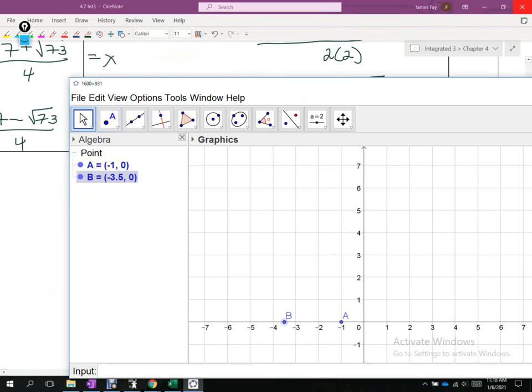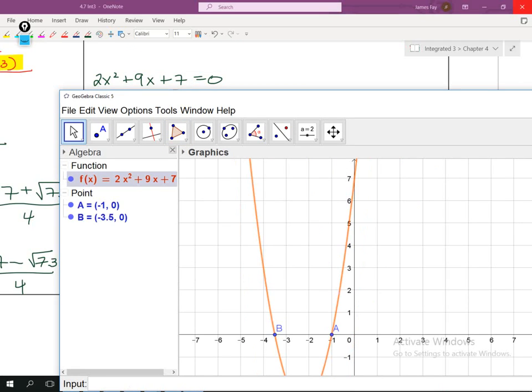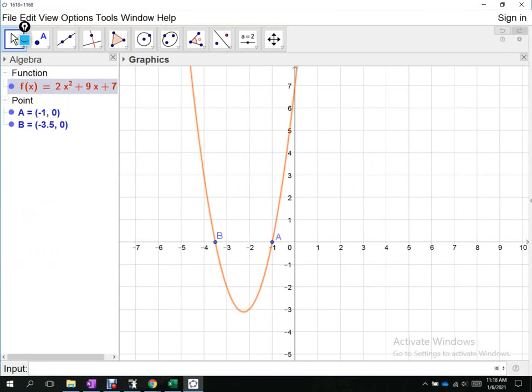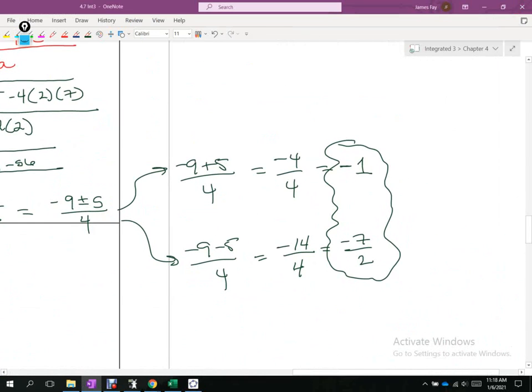If we were to take this original equation, 2x squared plus 9x plus 7, do you see that graph then passes through those two values on the x-axis? Does that make sense? So those are those numbers that we're finding here, negative 1 and negative 7 halves. Those are x-intercepts. Okay, that's where our graph is going to cross the x-axis.